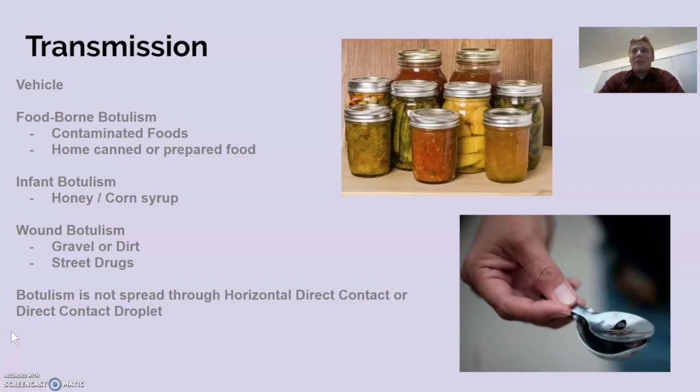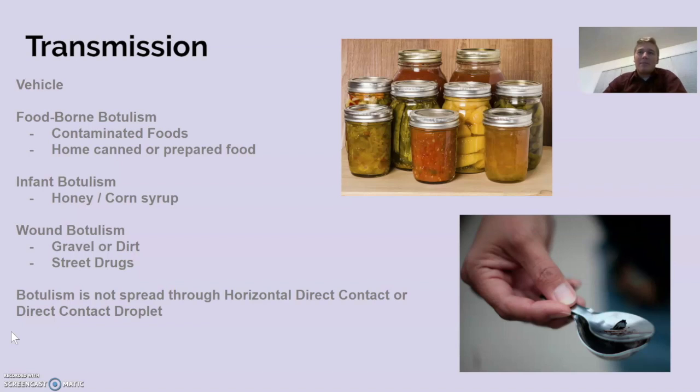For our next section, we have the transmission of botulism, and it's spread through vehicle transmission, so through food or soil or air. Foodborne botulism is the ingestion of contaminated foods. As we learned earlier, it is mainly from home-prepared or home-canned foods. In infant botulism, that can be the ingestion of honey or corn syrup. Wound botulism is a little bit different: if the wound gets gravel or dirt, or in some cases, it's been linked to black tar heroin, that can be the vehicle for transmission.